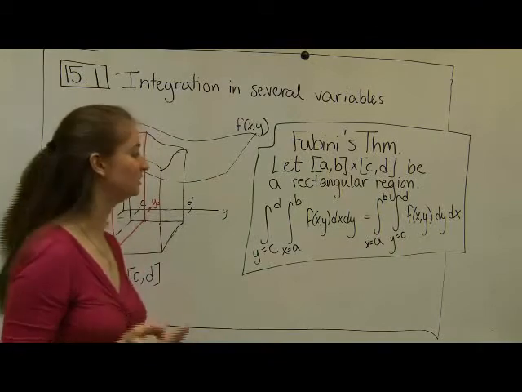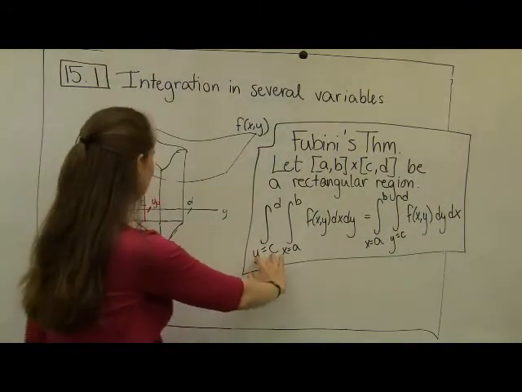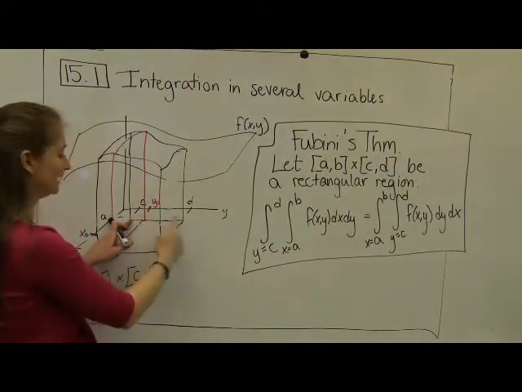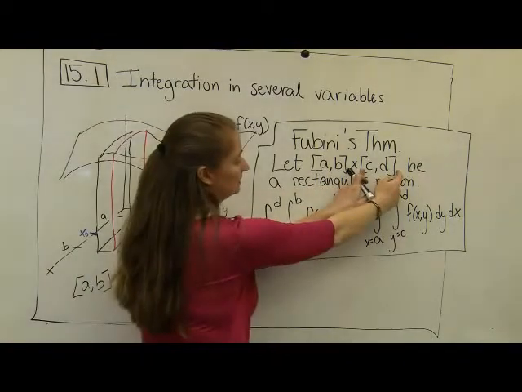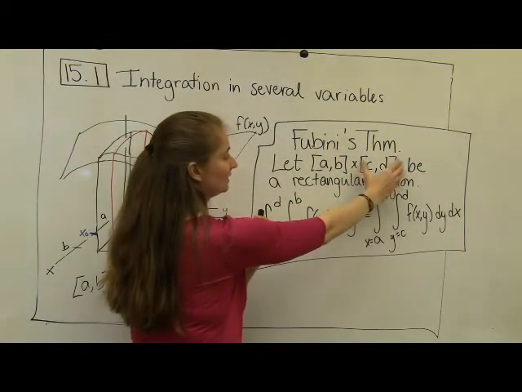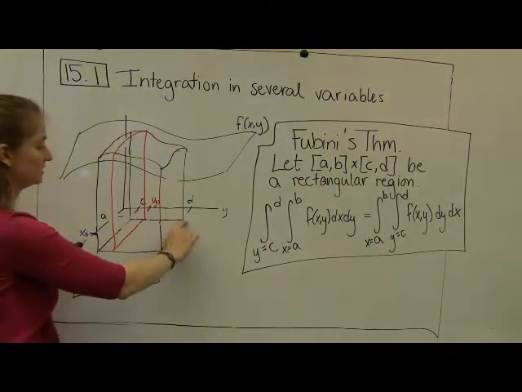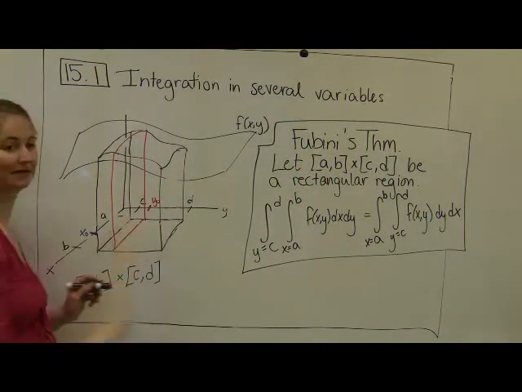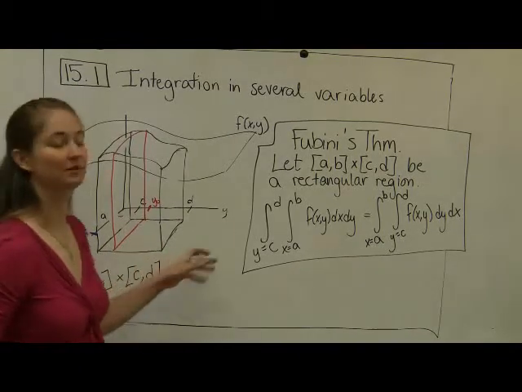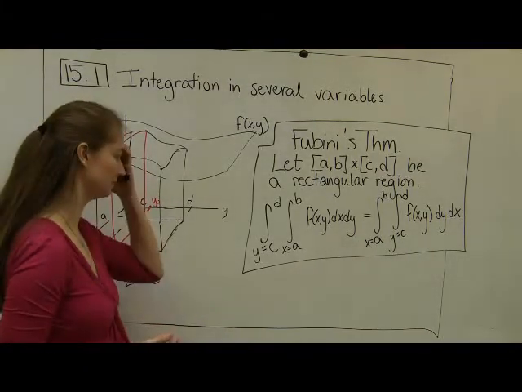There are two things that I want you to note here. That it's always the case that my y values are traveling exactly the y coordinates of the rectangular region. It's not that I'm flipping my x and y intervals. So my y's are always going from c to d, and my x's are always going from a to b. This may seem like a trivial point, but when you're caught up in calculations, that's important to remember.